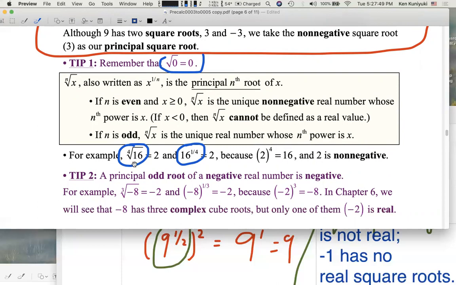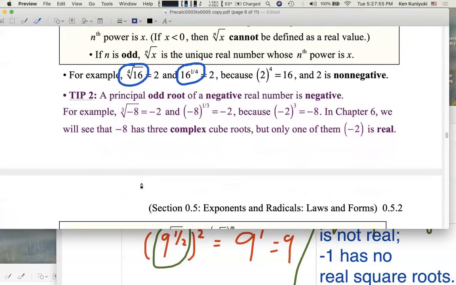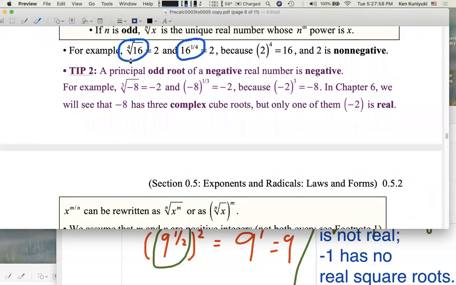If the index is odd, then we have more liberality. Then it's okay for this to be negative. All right. So why is the principal 4th root of 16, or 16 to the 1/4, equal to 2? Well, because 2 to the 4th is 16, and 2 is non-negative. It's our favorite 4th root.